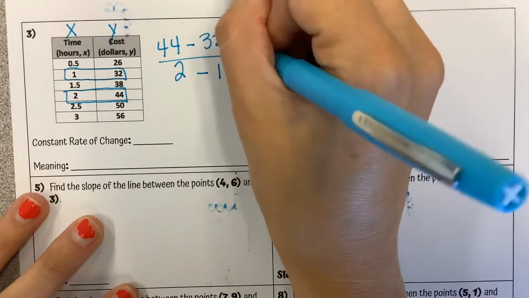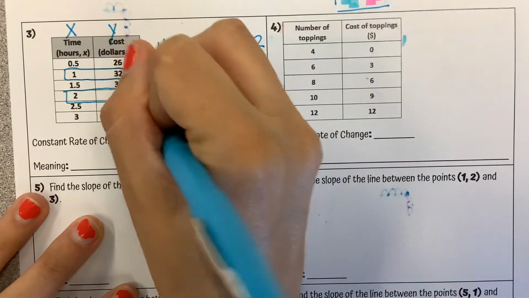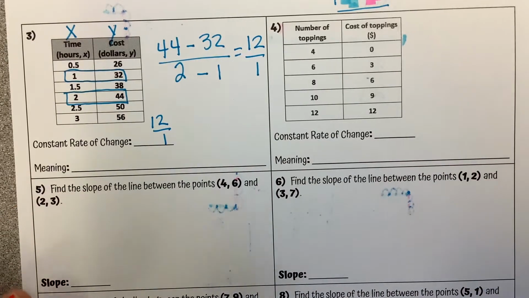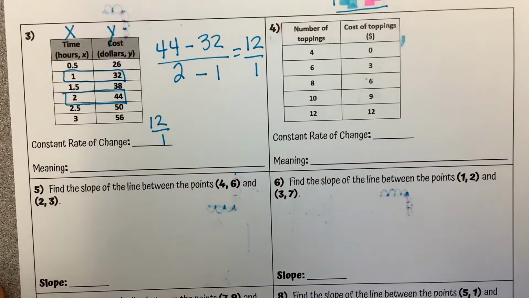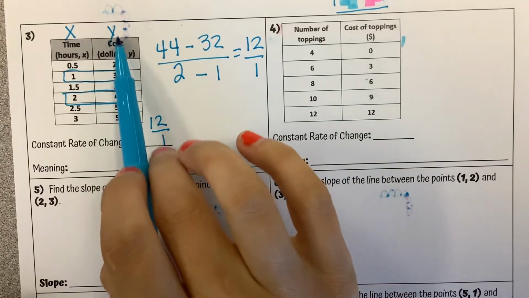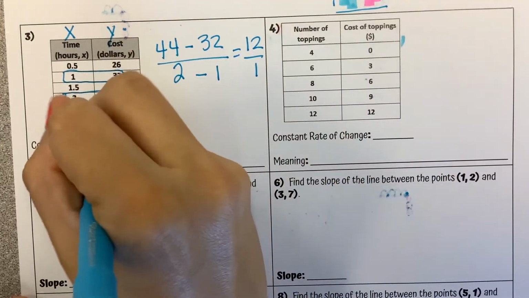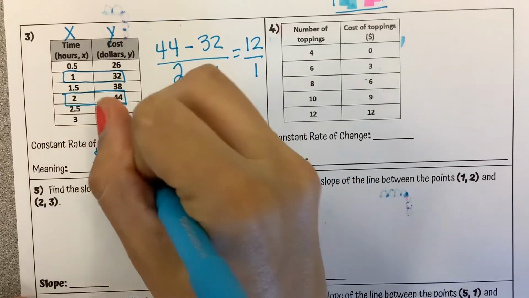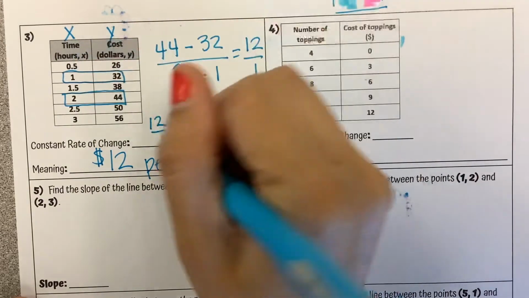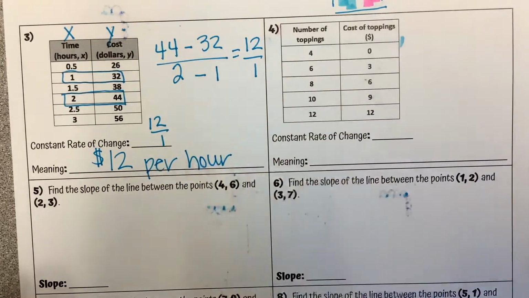When I subtract, I get 12 over 1, and I'm going to keep that as the fraction when I write my constant rate of change. Now, when I'm going back to think about the meaning, well, my top value is my Y. Y is talking about cost, so it's in dollars. It's $12 per. The X is talking about hours, so $12 per hour.